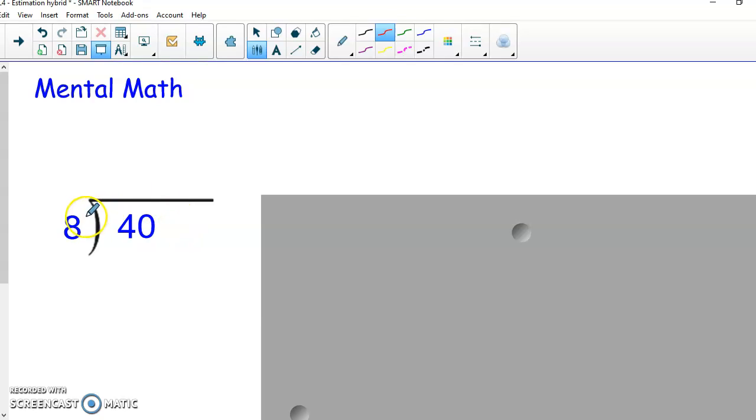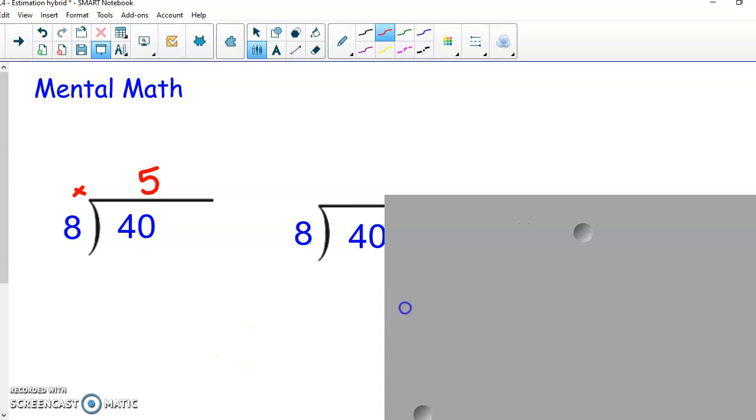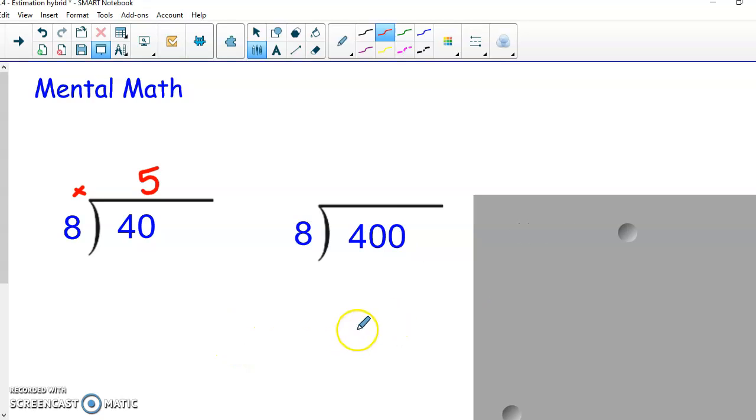Let's try it with 40 divided by 8. So I know that 8 times 5 equals 40. Sometimes I even put a little multiplication symbol there to help me remember that they're all related. 8 times 5 is 40, 40 divided by 5 is 8, 40 divided by 8 is 5. They all kind of work together. It's one of those fact families. So we're going to extend it now to 400 divided by 8.